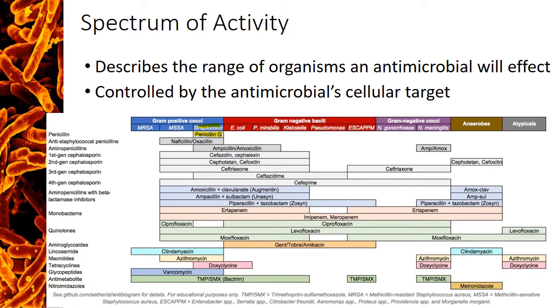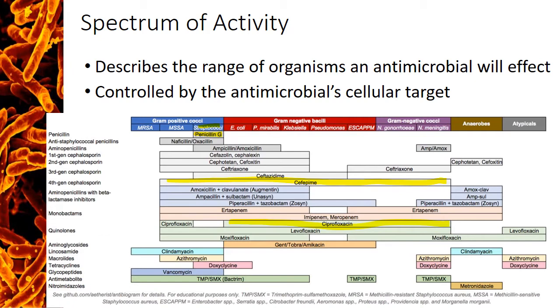That's different than something like ciprofloxacin, which you can see spans gram-negative cocci, gram-negative bacilli, or things like cefepime, which spans all the way from gram-positive to gram-negative bacilli and cocci. So something like ciprofloxacin would be considered more broad spectrum. Something like penicillin is considered more narrow spectrum. And it's important to know the organism that you're trying to treat to determine what antibiotic to use.